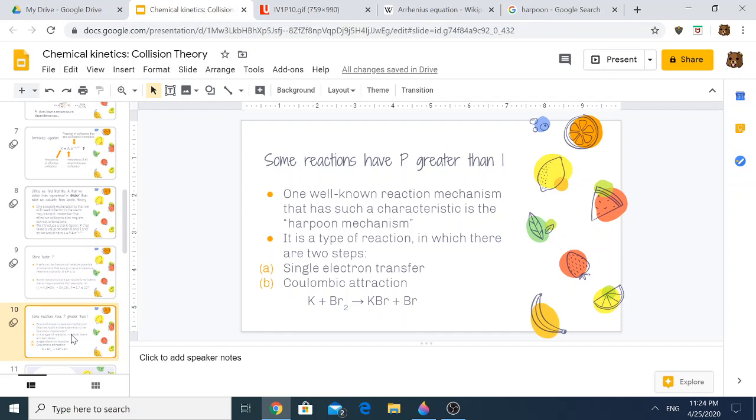So some reactions have a value of P greater than 1. Examples include reactions that proceed via the harpoon mechanism. This mechanism proceeds via two steps. Firstly, there is a transfer of a single electron, followed by the second step, which is mutual Coulombic attraction between the two ions generated. I think this sounds a bit complicated. You may not understand it now, but let me try to bring you through this slowly, with some diagrams.